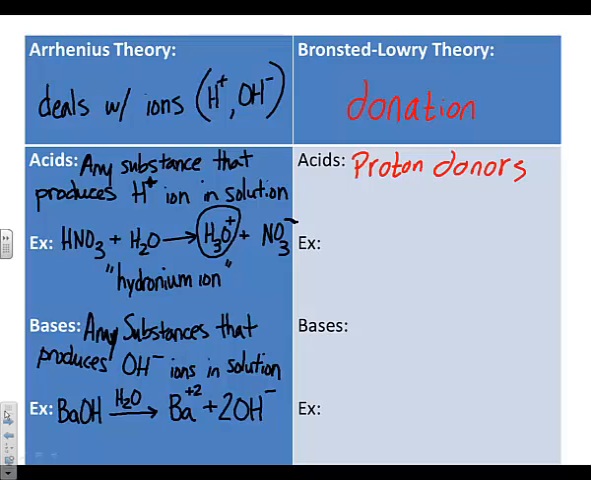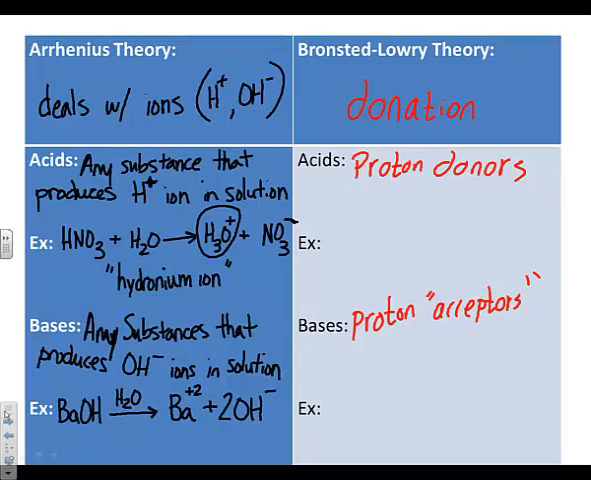And that would make bases proton acceptors. Well, if one is donating, the other one has to accept it. If a base produces hydroxide, but now we talk about Bronsted-Lowry, it's a proton acceptor. If hydroxide accepts a proton, it actually becomes water. That'd be a really good acid-base reaction.